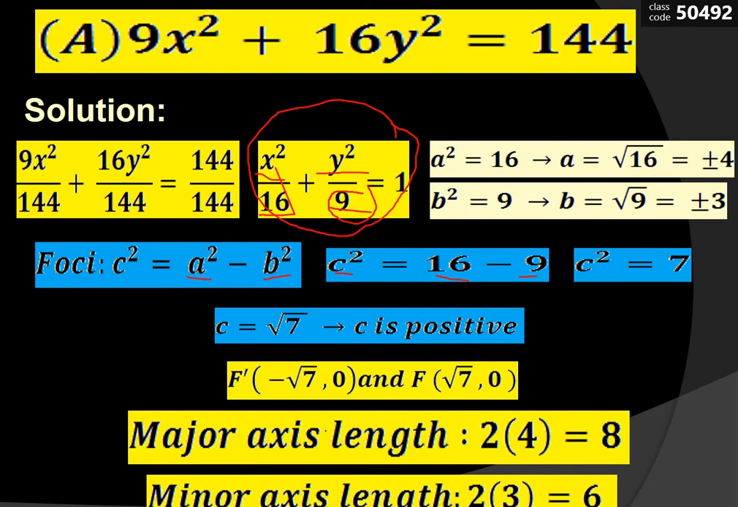Okay. So major axis length is 2 times 4 equals 8. Where did we have that 4? So 4 is simply the value of what? The square root of a squared, which is a. So 2 times a is 8, and 2 times b, which is 3, equals 6. Okay, can you follow? So let's move on.